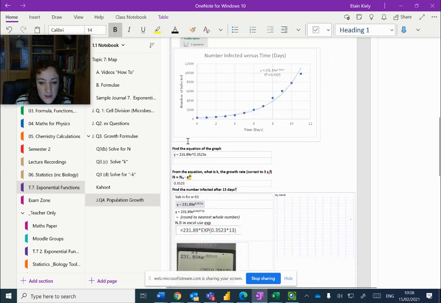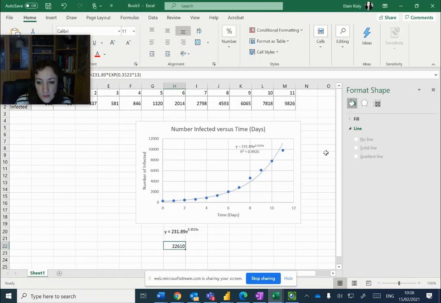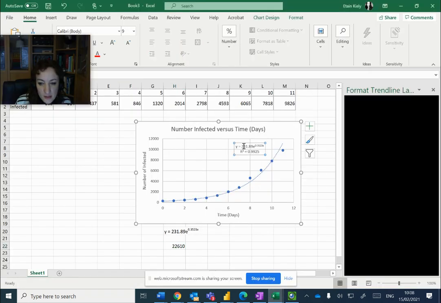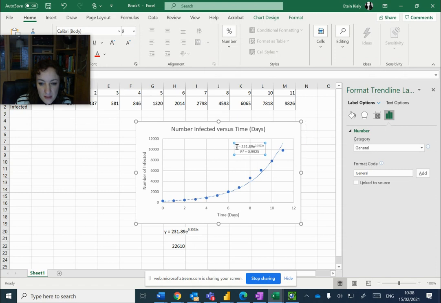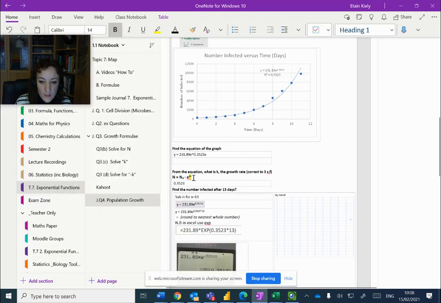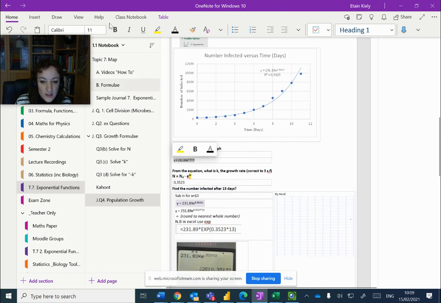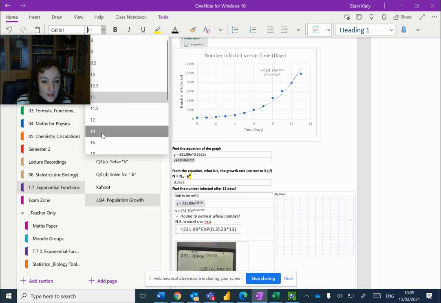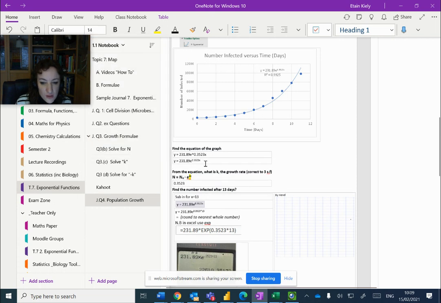Okay, so the next part of the question is asking you to find the equation of this graph. We've already done that on Excel when we added the equation, so we can just grab that. I'm going to click on this here and press Control C to copy. We're going to bring that back in here and paste it in for our equation. Now it's fine in here in OneNote like this, but if you were putting it into the Moodle quiz, you just have to type it with the caret symbol to show that this is raised to the power.